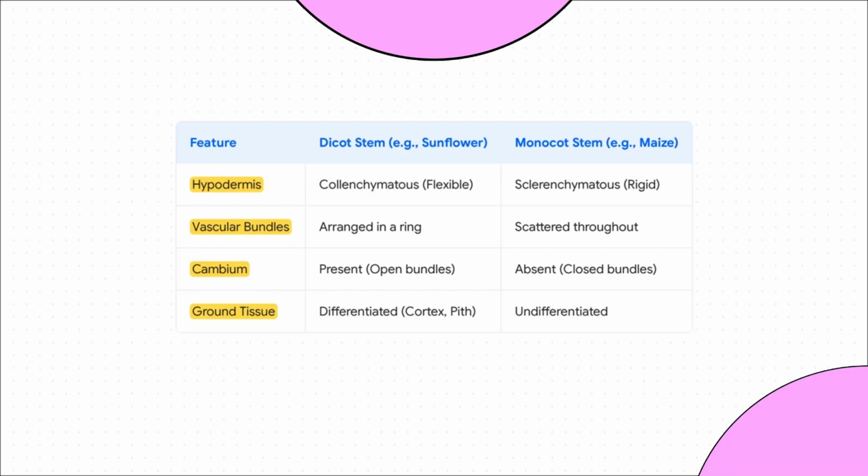And here's why that matters so much. That ring arrangement in dicots leaves room for a special growth tissue called cambium, which monocots just don't have. And as we're about to see, that one difference is the reason you can have a massive oak tree, but you can't have a massive blade of grass.